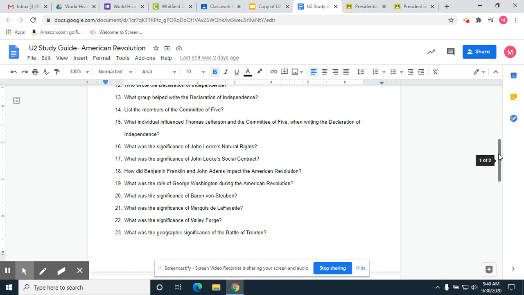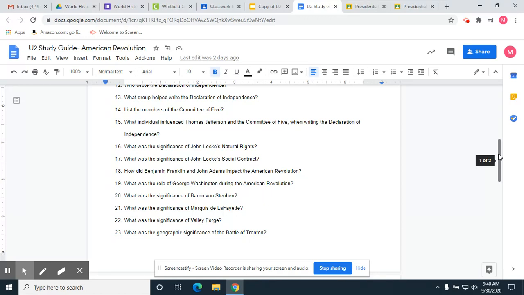How did Benjamin Franklin and John Adams impact the American Revolution? They are going to be diplomats, which means they are going to be representatives for the United States, or the colonies at this time, in France, and they have to persuade France to join and help us fight a war against Great Britain. Honestly, if we never had the help of France, we probably wouldn't have won the war.